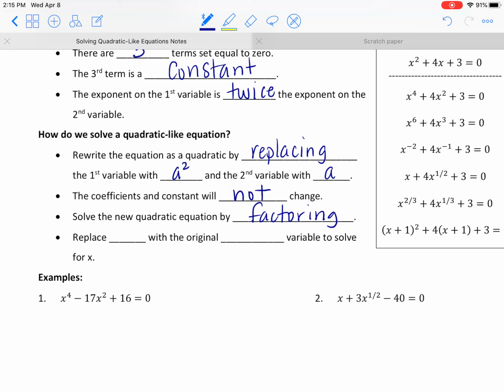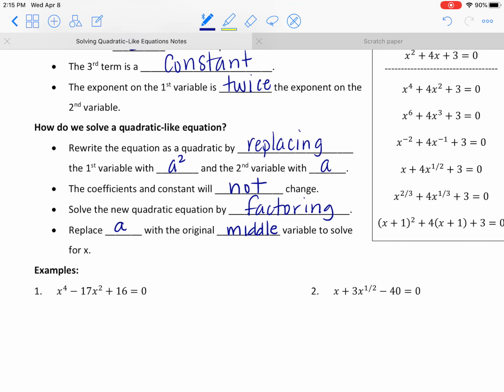And I know there are other ways to solve quadratics, but with these quadratic types, we're only going to be dealing with factorable equations, so that's good. And then once we've solved by factoring, what we've solved for is a. So we have to go back and replace a with what a replaced, and that will always be the original middle variable. And then that will allow us to solve for x.